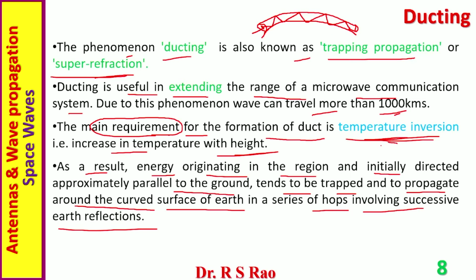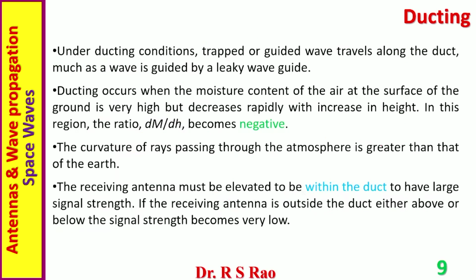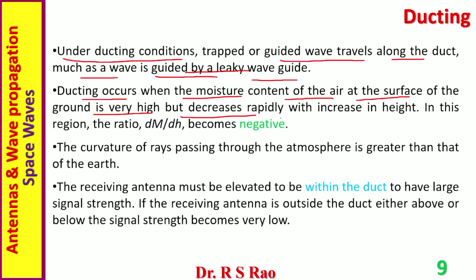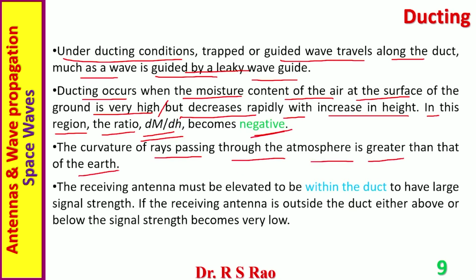Now, let us move further, with more understanding regarding the ducting phenomenon. Under ducting conditions, the trapped or guided wave travels along the duct much as a wave is guided by a leaky waveguide. Ducting occurs when the moisture content of the air at the surface of the ground is very high but decreases rapidly with increase in height. In this region, the ratio dM/dh, where M is the modified refractive index of the atmosphere, troposphere, and h is height, becomes negative. The curvature of rays passing through the atmosphere is greater than that of the earth.